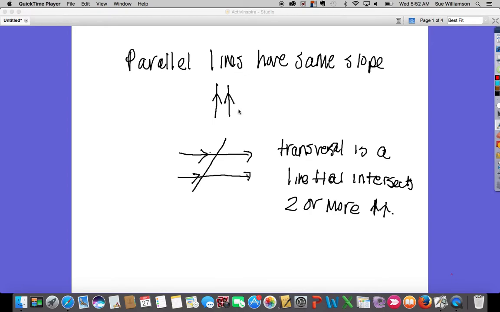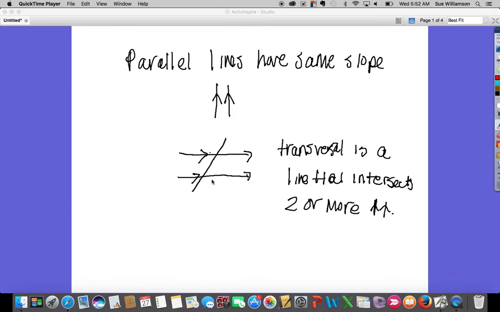You cannot assume that two lines are parallel. You have to be given that information either through a diagram like this or by actually giving that information in words to say that your lines are parallel. So you can never assume that lines are parallel just by looking at them. You have to either see the markings or be given that information specifically.